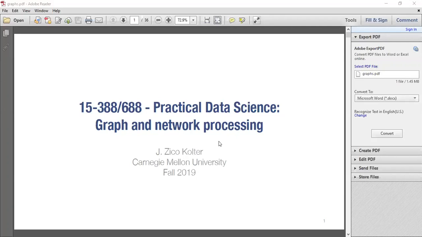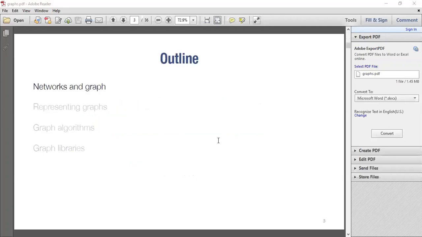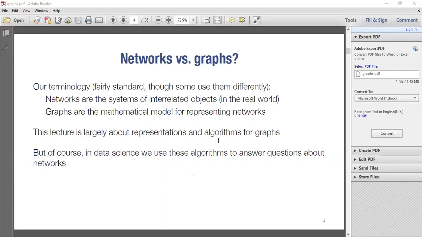So today we're working with graphs and network processing. Networks versus graphs, I'll just try to run over this. When we're talking about networks and graphs, it's important that we understand their application in the real world.